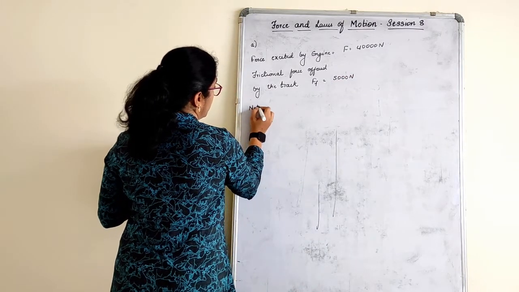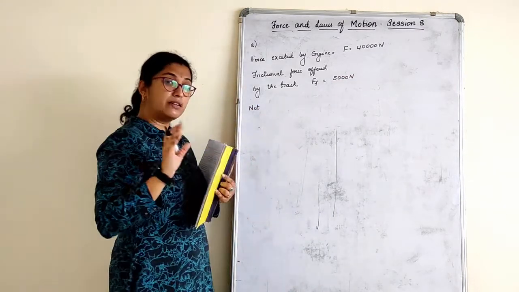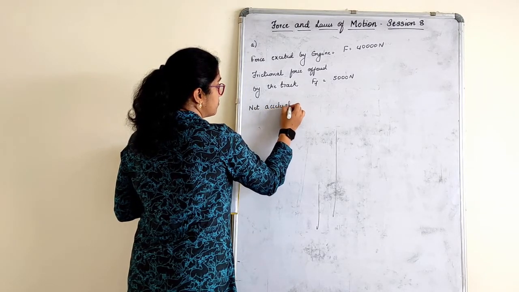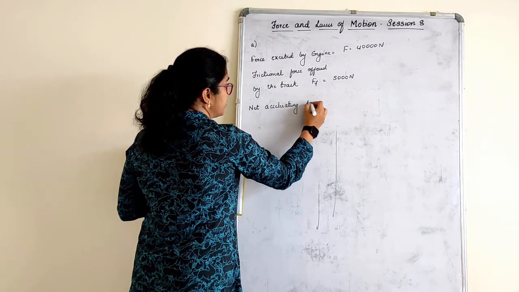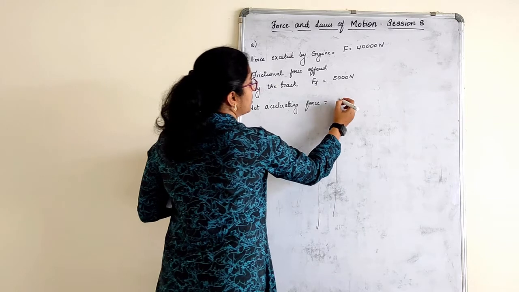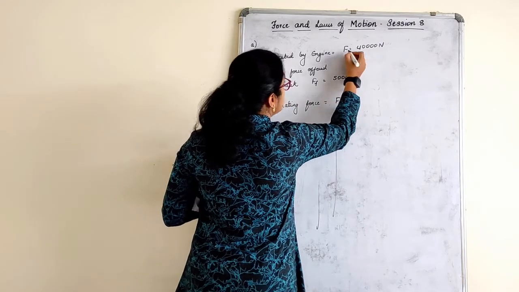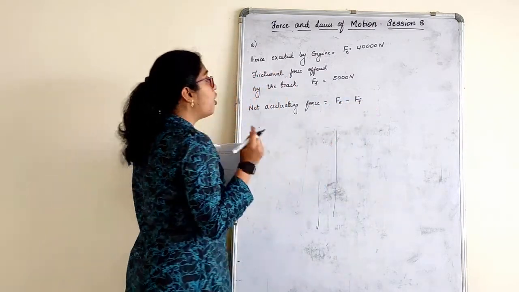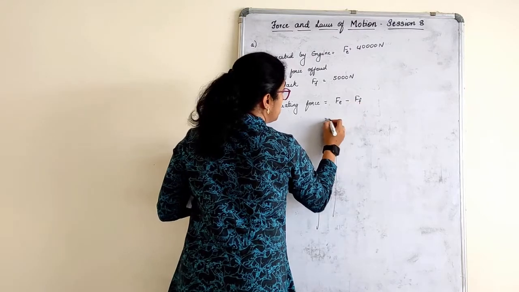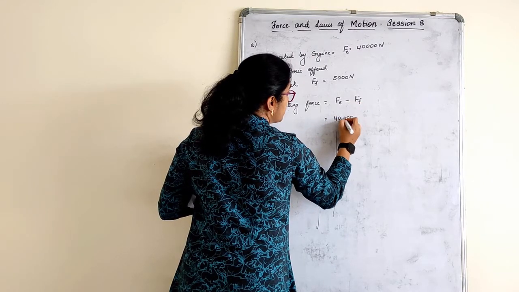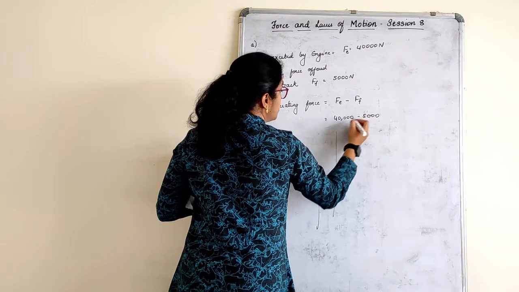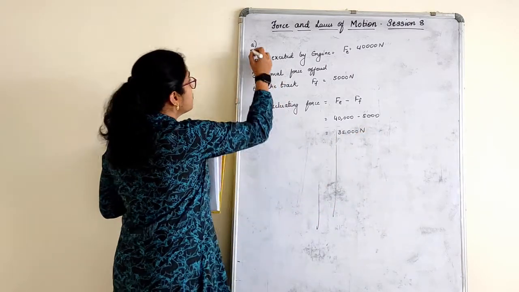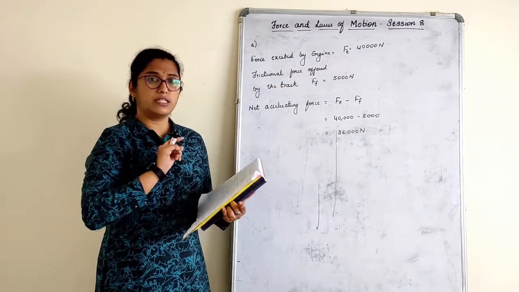Net accelerating force is nothing but the total final force. So we write net accelerating force. That is equal to the force exerted by the engine minus the frictional force offered by the track, which is 40,000 minus 5,000. So the net accelerating force here is 35,000 Newton. So we are done with the first part. We have answered. It's very clear.